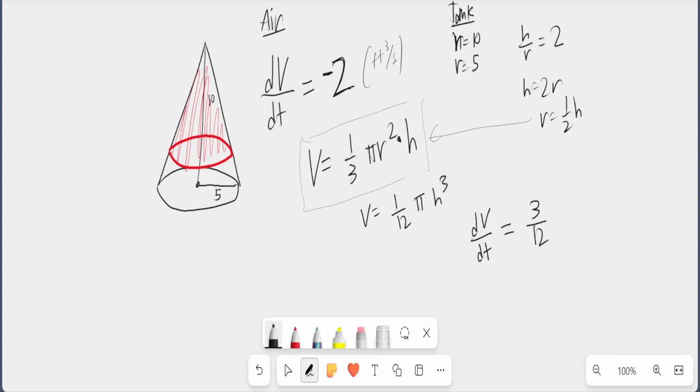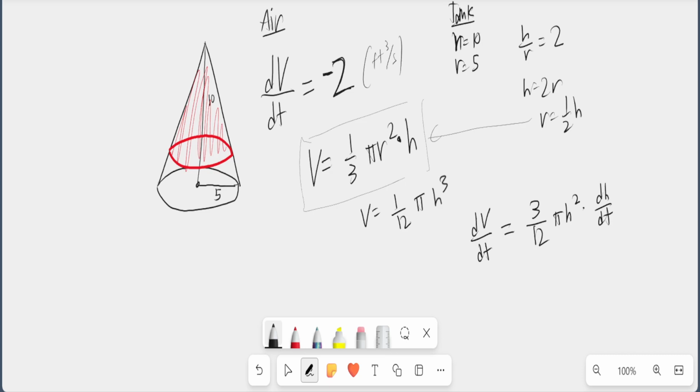There's probably a way you can do it that way. I'll see, but let's do this first. 3 over 12 pi h squared times dh dt. And then you want to find the dh over dt of the water when the height of the water is 3.